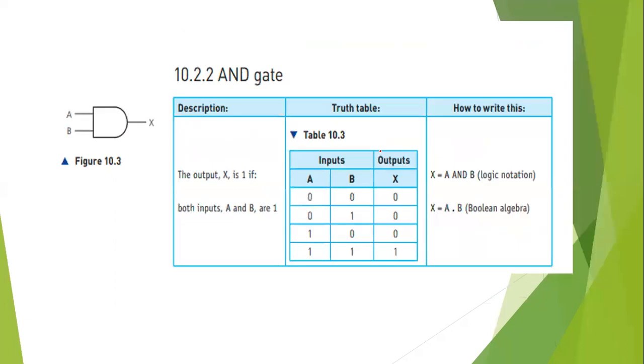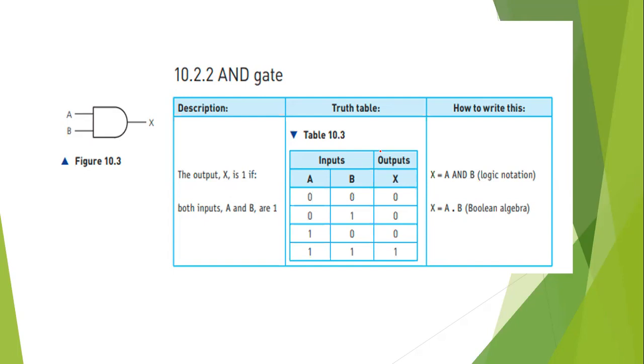Second is the AND gate. The AND gate basically works on multiplication. So here you will find 2 inputs, A and B. The output X is 1 if both inputs A and B are 1. So if both inputs are 1, then you get an output of 1. You can see from the truth table that it basically works on product.